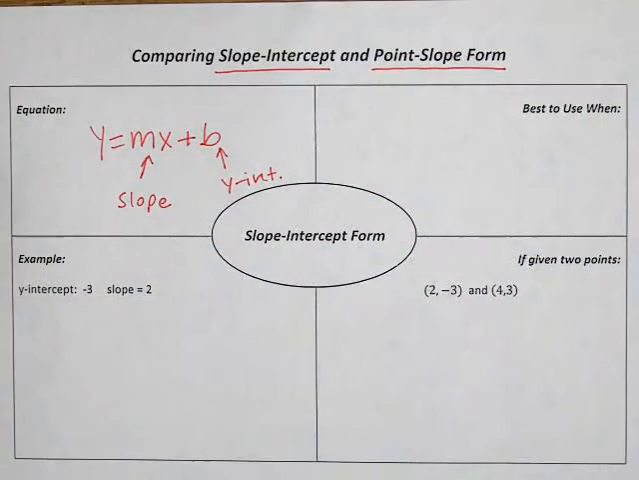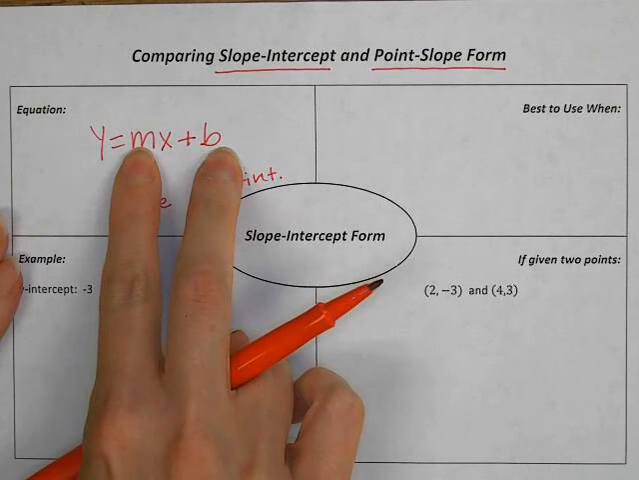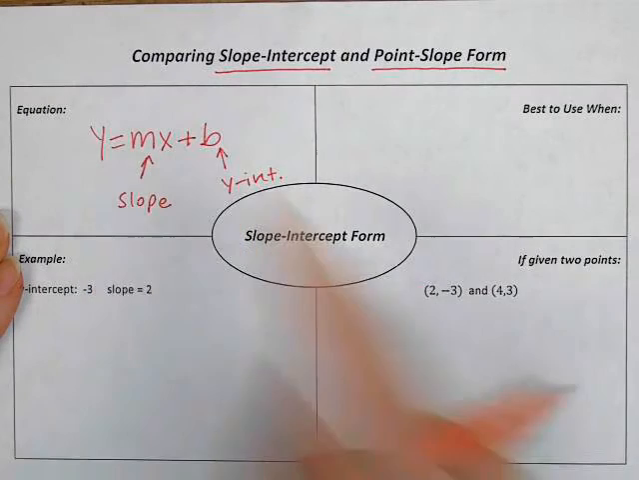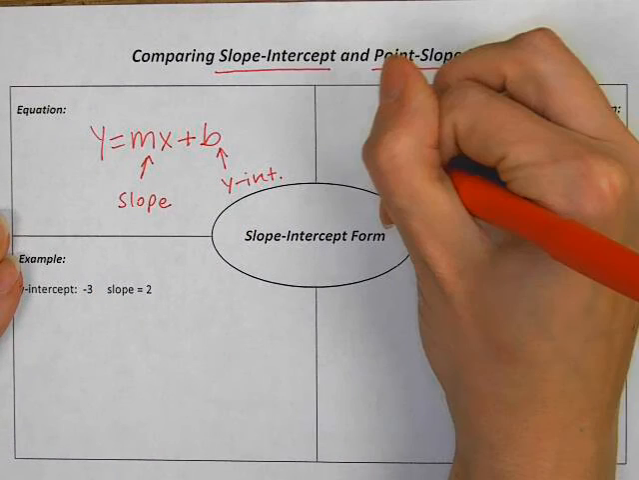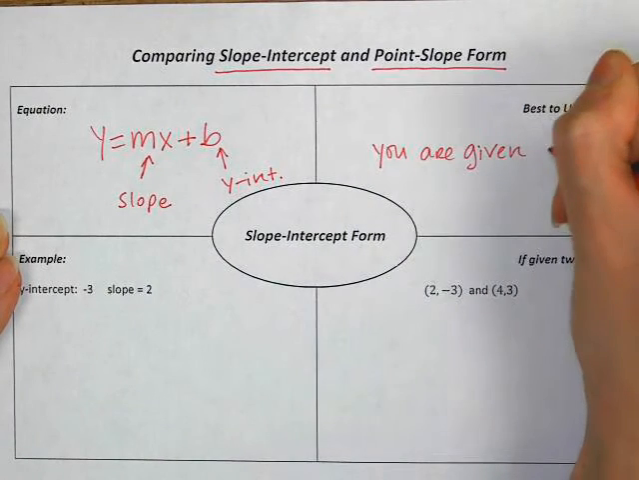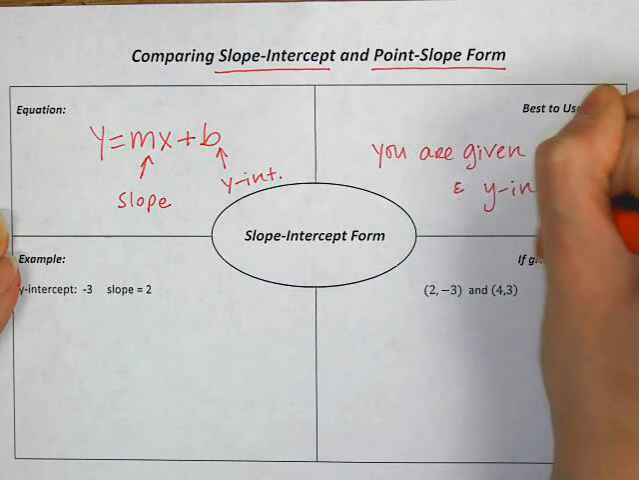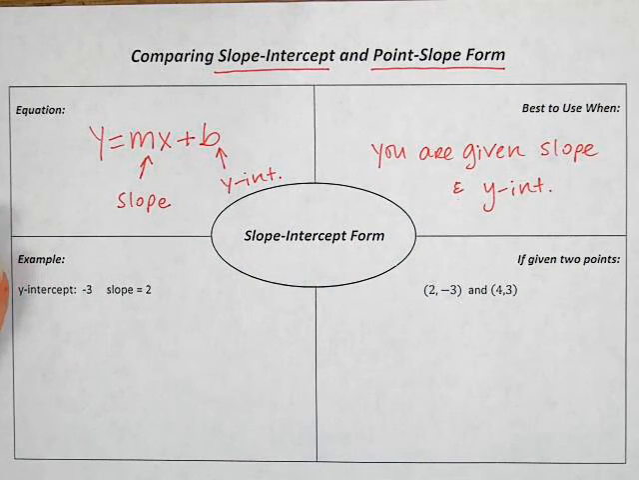So slope-intercept form is the best to use when you have these two things: when you have the slope and you have the y-intercept. So best to use when you are given slope and y-intercept. That's really the easiest way to use that one.